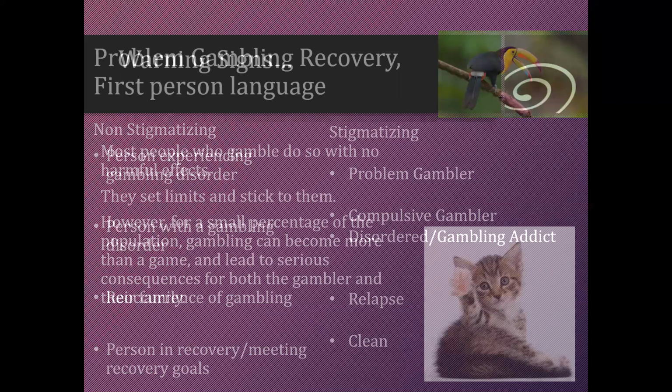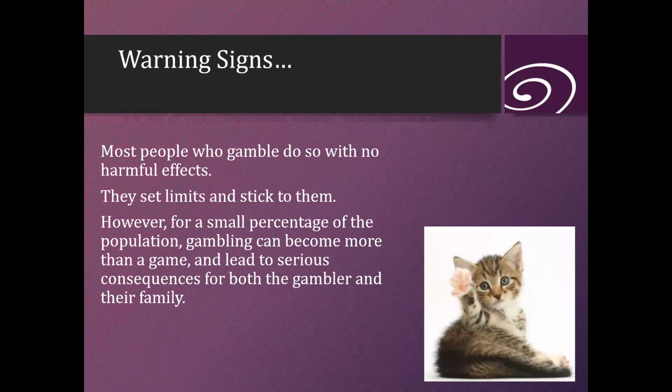So warning signs, there's a kitty cat raising his hands. So most people, as we saw from the statistics, gamble with no harmful effects. They set the limits. That's part of the responsible gambling kind of stuff. You take $100, you go with friends, you're going to go there for 3 hours and you're going to go home. That's setting limits and sticking to them. But for this population we talked about, 2.2% up to 8.4% at risk, that's almost 10%. That's over 10%.